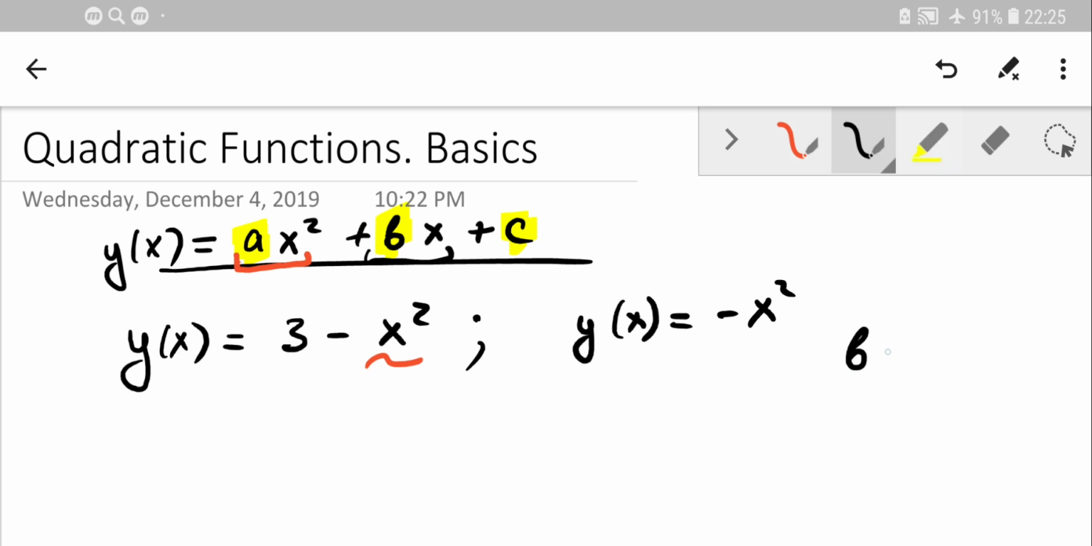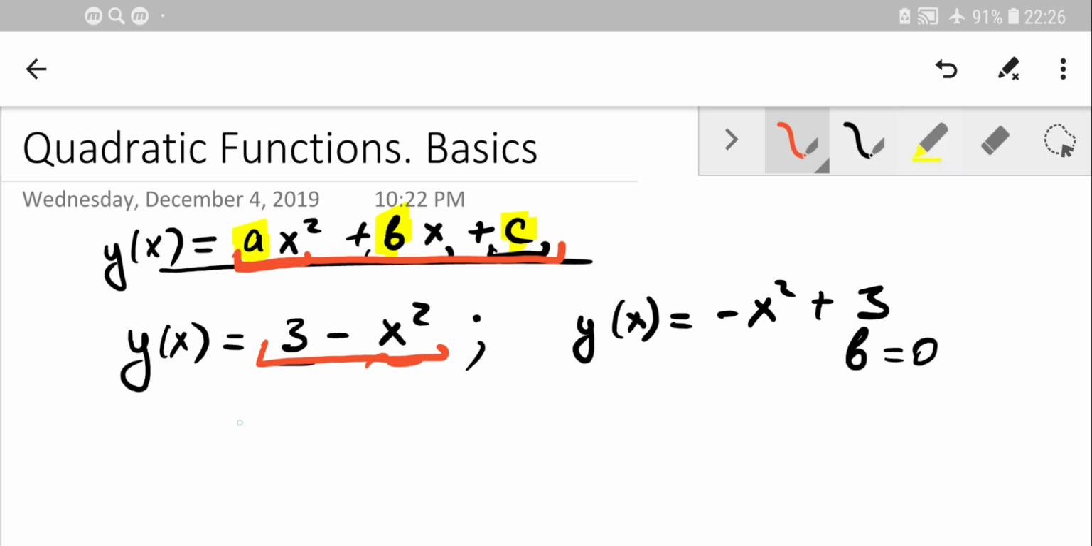Because b is 0, the term b times x is simply absent, because the result is 0. So in this case, we have b equals 0. All right, do we have c now? Yes, we do. It's 3. So you just write plus 3. Many questions require you to distinguish this: if you have the general form and your own function 3 minus x squared, please tell me what coefficients a, b, c are.